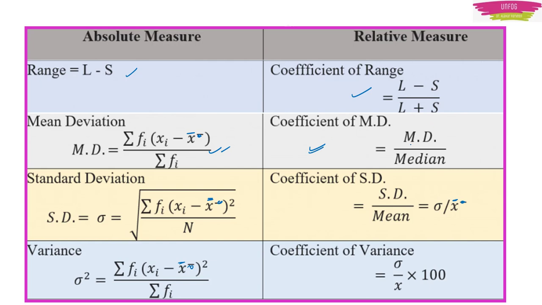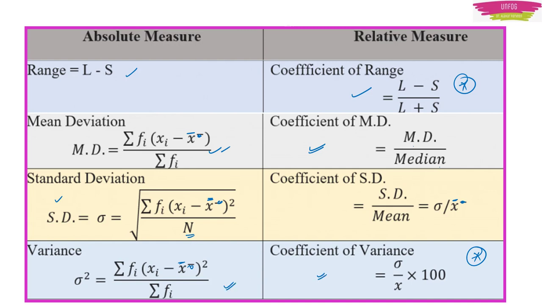To find the coefficient of mean deviation, it is mean deviation upon median. Actually, this is not there in your syllabus. Only this is important and this is important. But we cannot take a risk, because they asked coefficient of range in TET. That's why I am giving you all this. Then, standard deviation. What is N? Number of observations. Then, variance.